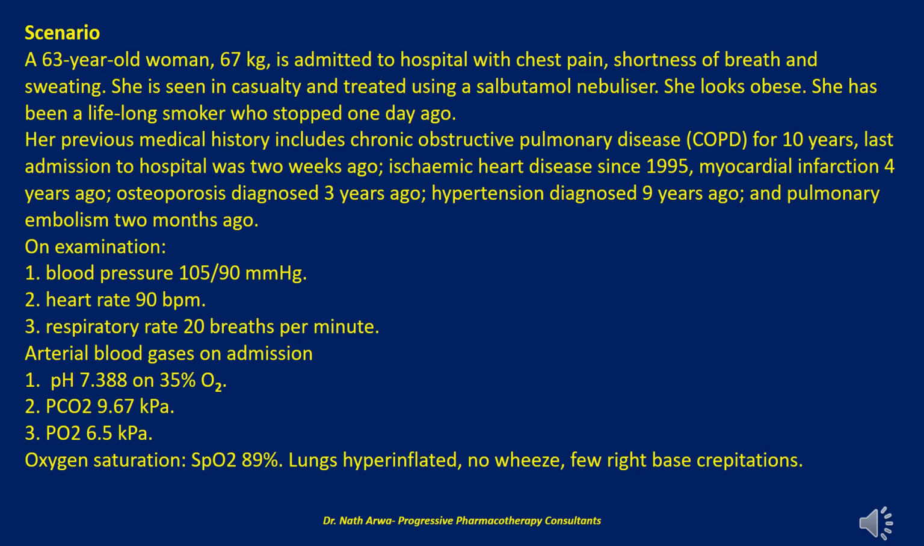1. Blood pressure 105 systolic 90 diastolic. 2. Heart rate 90 beats per minute. And 3. Respiratory rate 20 breaths per minute. Arterial blood gases on admission are as follows. 1. pH of 7.388 on 35% oxygen. 2. PCO2 of 9.67 kilopascals. And 3. PO2 of 6.5 kilopascals.